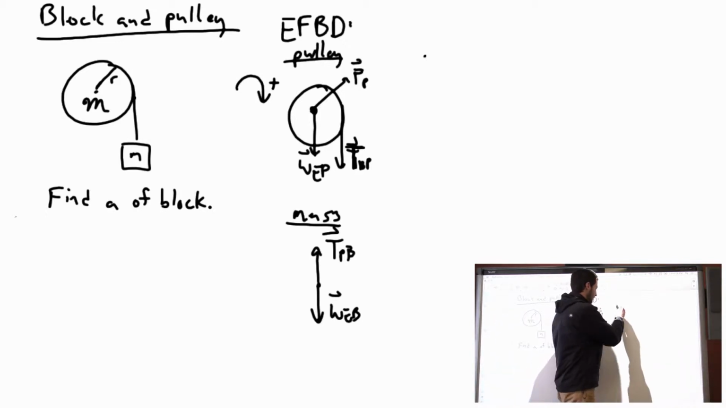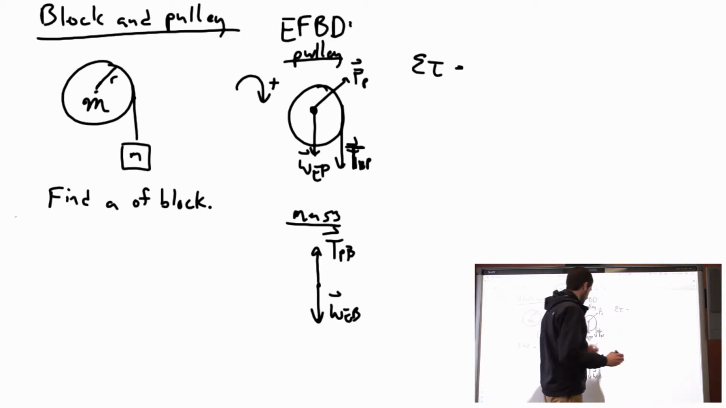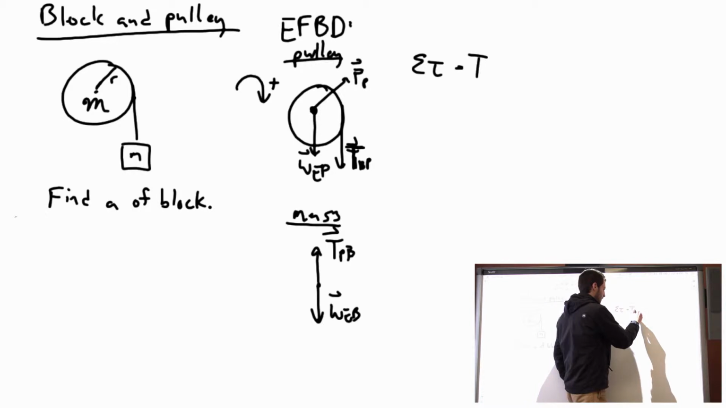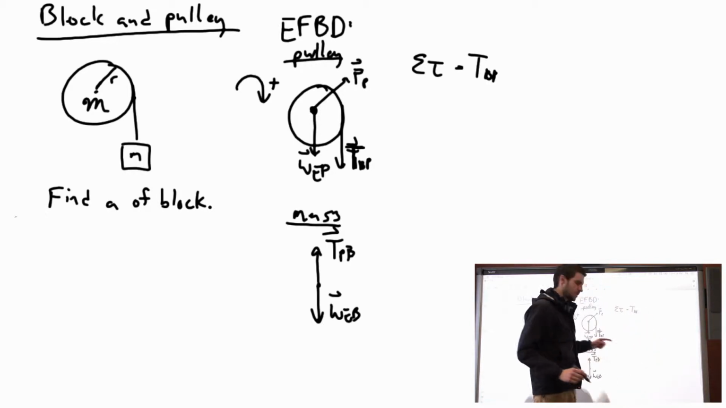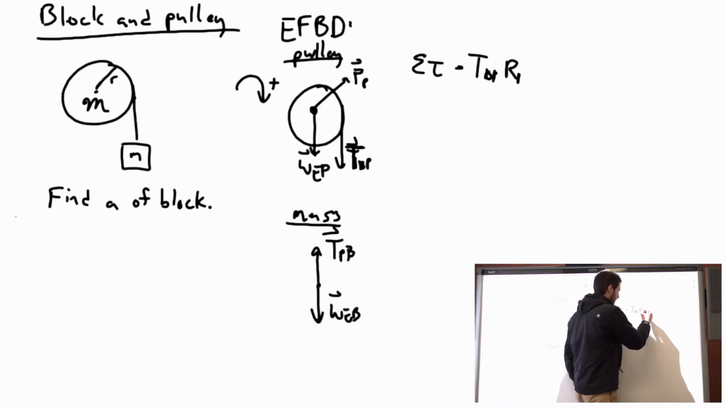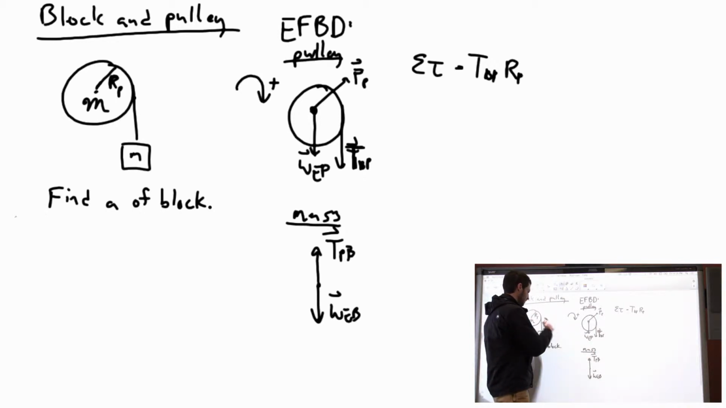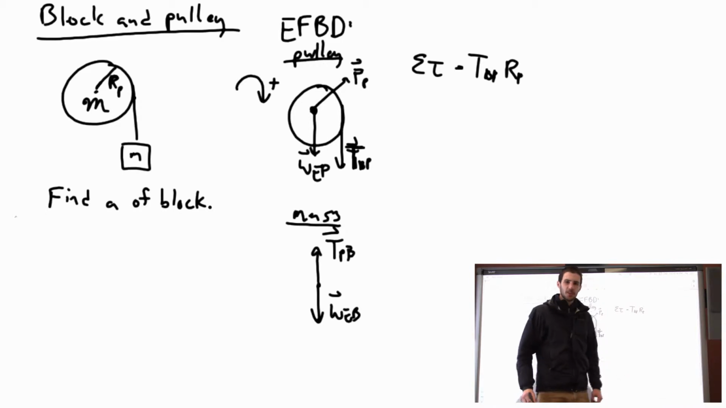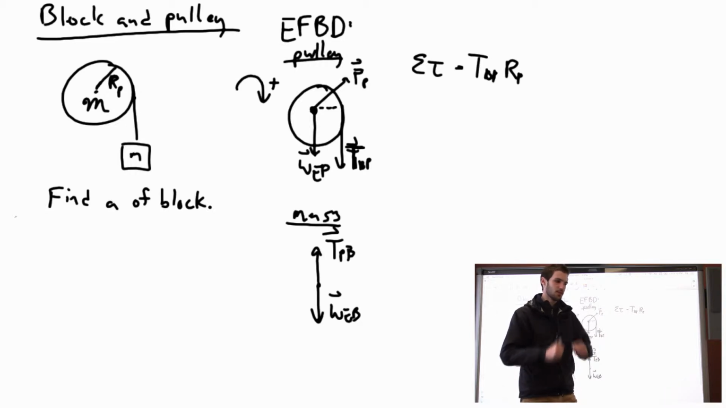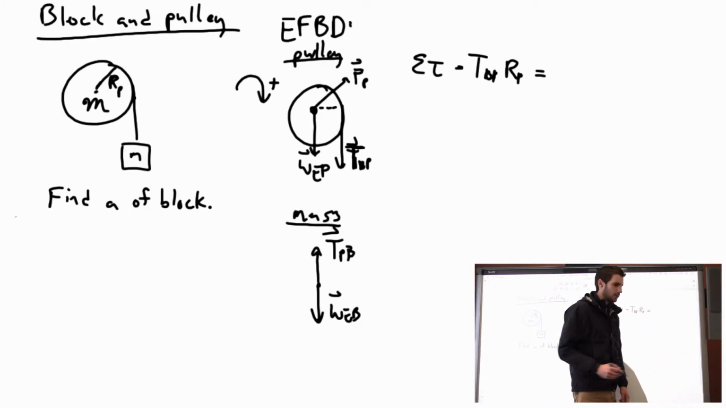So if we sum our torques, it looks something like this. We've got tension in the rope, T_BP, times the radius of the pulley, which we're given. Tension times radius, and then we don't need a sine of any angle or anything like that because the tension and the displacement from the axis are already at right angles to each other. So that's our sum of torques, and that is going to equal I alpha.